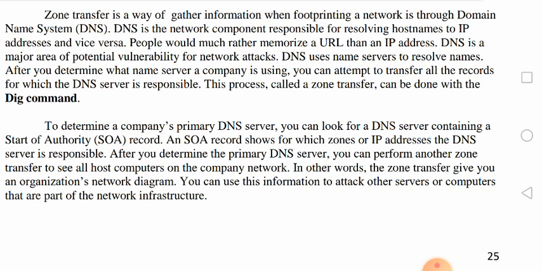So a record shows for which zones or IP addresses the DNS server is responsible. So after getting this information, the hacker can do anything. After you determine the primary DNS server, you can perform other zone transfers to see all host computers on the company network. Similarly, zone transfer gives you another organization's network diagram. So by understanding the entire networking hierarchy of a company, the hacker can easily pinpoint the loopholes, and he can try for an attack with the maximum success rate.